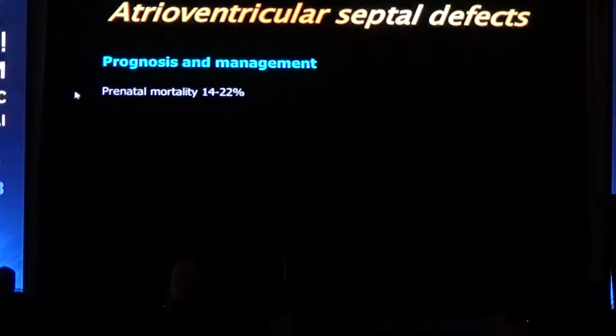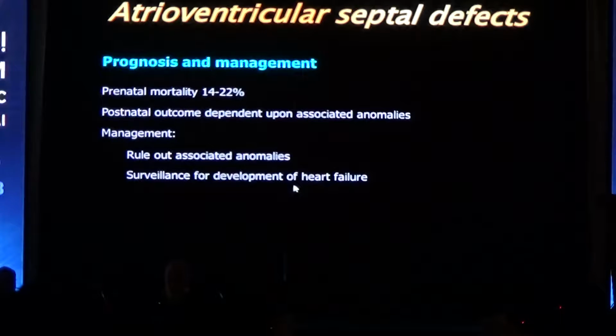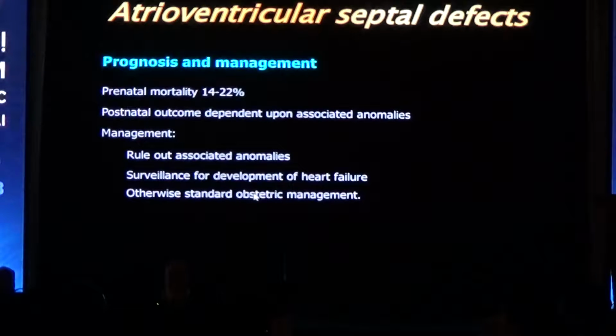Prognosis and management, very poor prognosis. The prenatal mortality is 14 to 22%, and the postnatal outcome depends on whether there is some associated anomaly or not. So what you want to do is make sure that there's an isolated finding with nothing else affecting the fetus. Check for development of heart failure, because a baby that has an atrioventricular septal defect and heart failure almost always dies. And otherwise you do the standard obstetrical management.